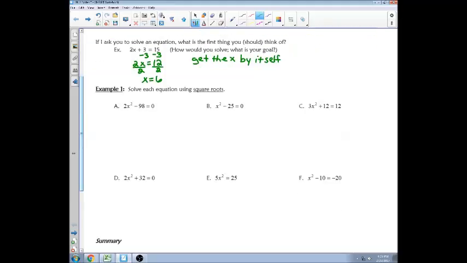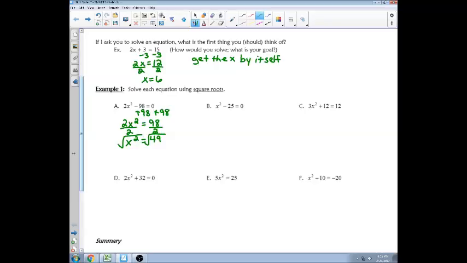Well, the first thing I'm going to do is I have a negative away from my x squared, so I need to go ahead and add that 98. So 2x squared is equal to 98. Then I would divide by 2 to get the 2 away from the x. So I'm left with x squared equals 98 divided by 2 is 49. If I take the square root of x squared, if you use your calculator to do that, it's only going to give you one answer.